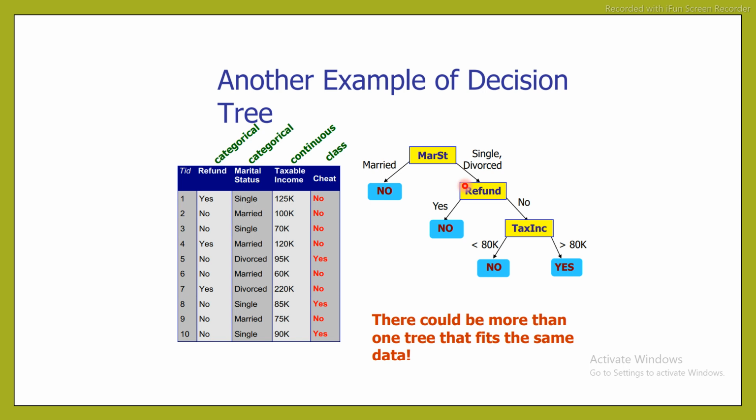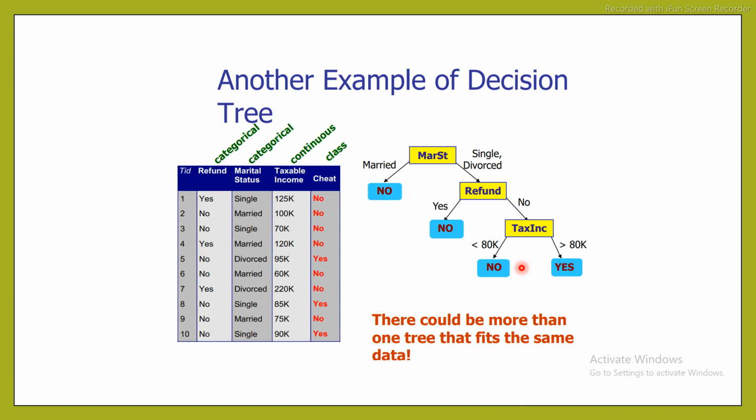Okay, so now let's take another way of splitting the tree. Let's take marital status at the top, then refund, and then taxable income. Let's say a person who is married is not going to cheat. A person who is single or divorced, who is not refunding, and whose taxable income is, let's say, greater than 80k, has a high chance of cheating. He or she is going to cheat, right? So this is the second way of splitting the tree. But whether this tree is giving us the optimum result or not, that is the question.